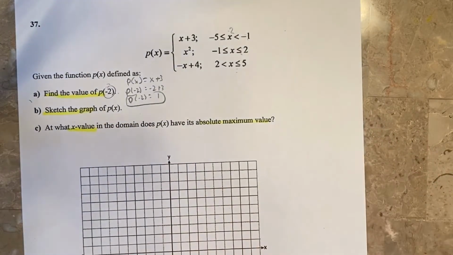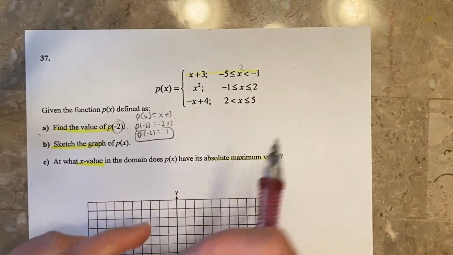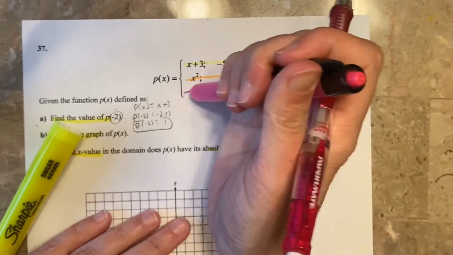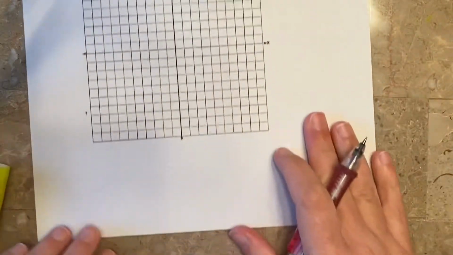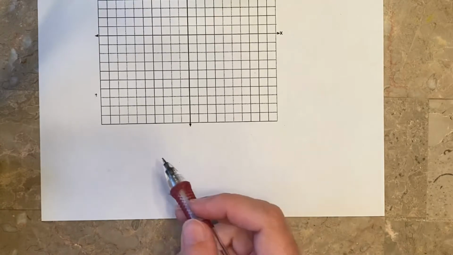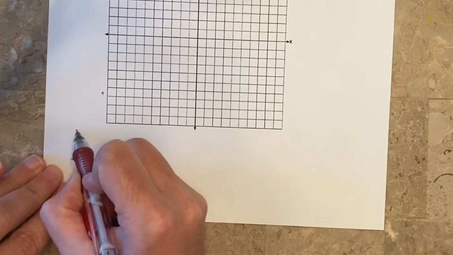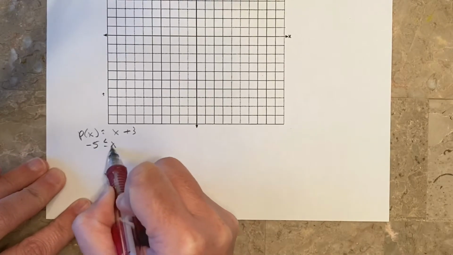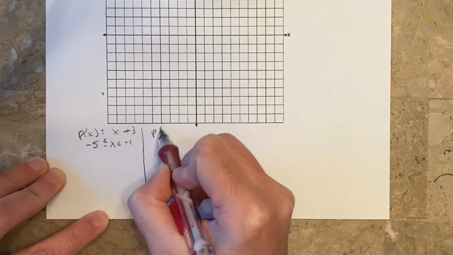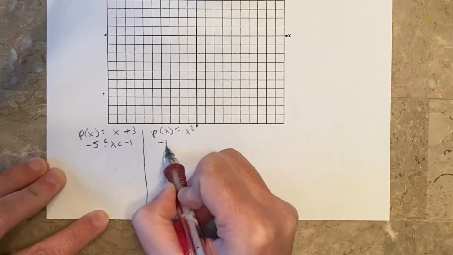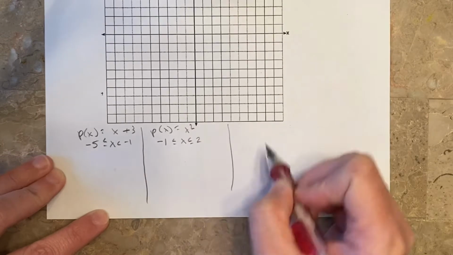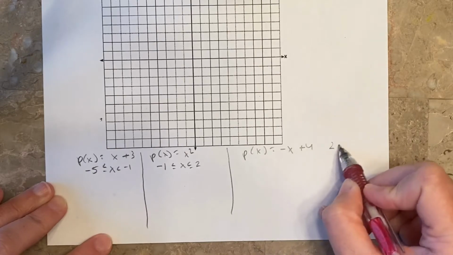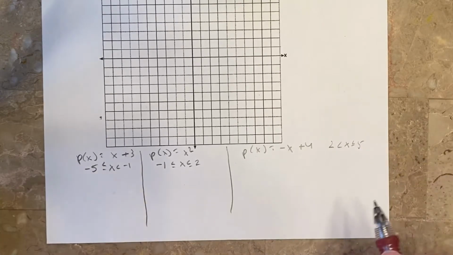Okay, now we want to sketch the graph. So I have 1, 2, and 3 different piecewise, and I'm going to transfer all of them down here where I have some room. Okay, so the first one was p of x equals x plus 3, and that went from -5 less than or equal to x, which is less than -1. Then the second one was p of x equals x squared, went from -1 to 2. And then p of x equals -x plus 4, and that went from 2 to 5.